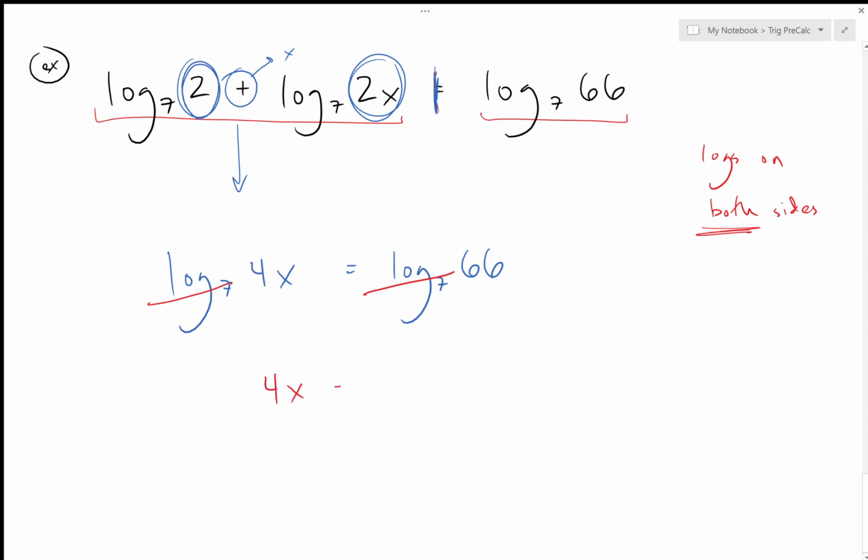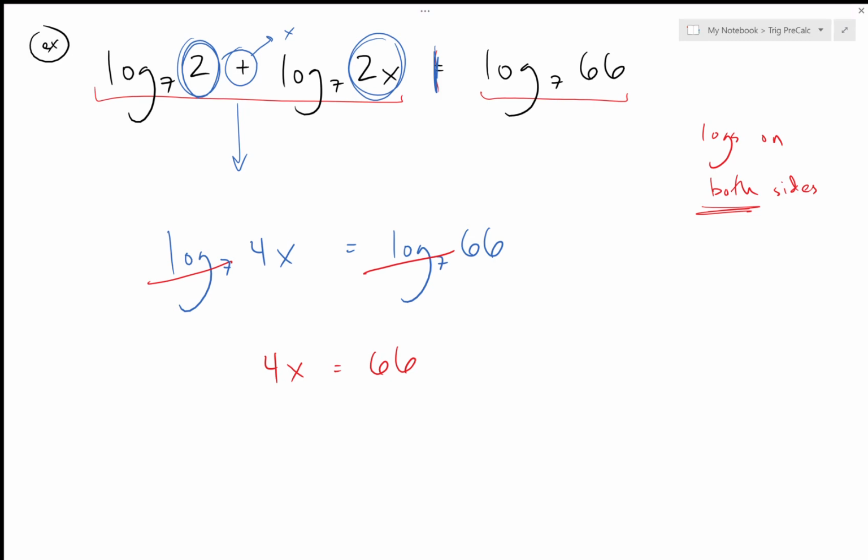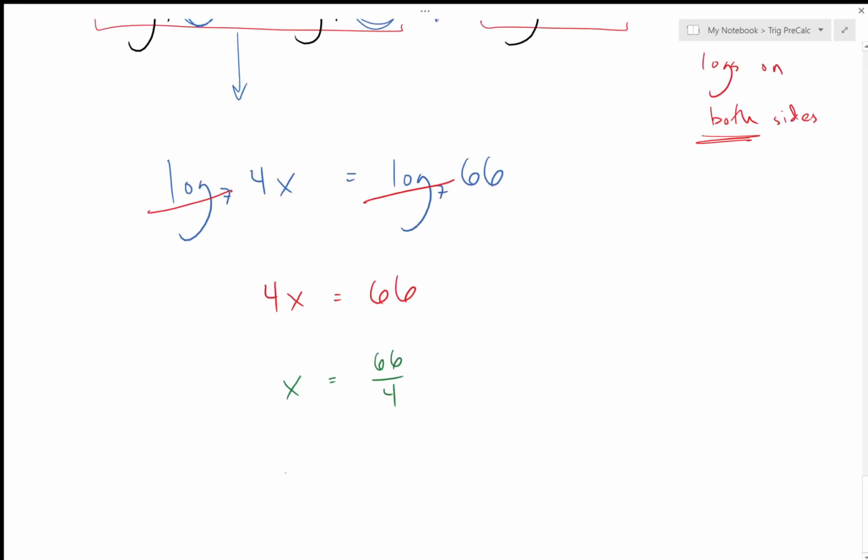So now we just got 4x equals 66. No exponential needed, no down and diagonal. Divide both sides by 4 is a 66 over 4. Or in the end, really just what is that, a 33 over 2? And there we go.